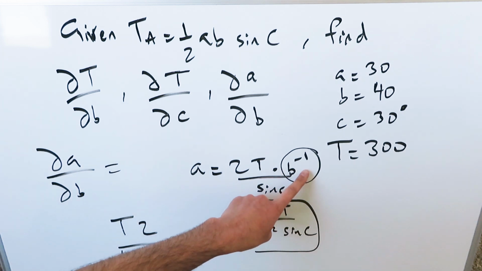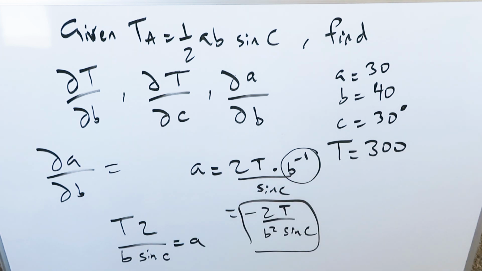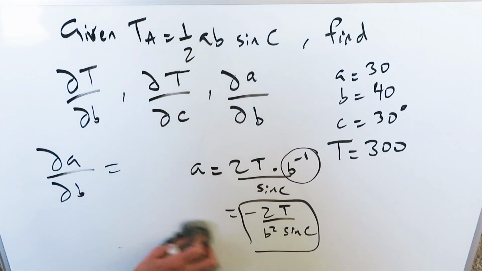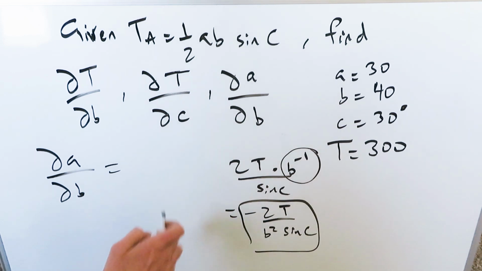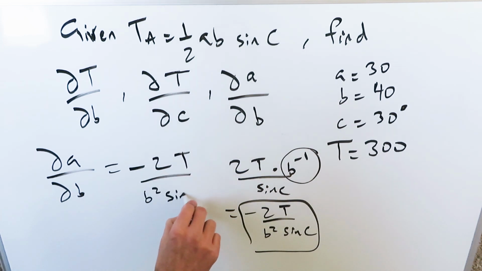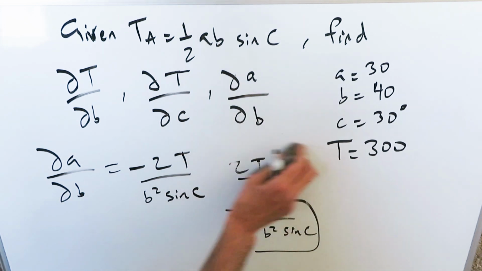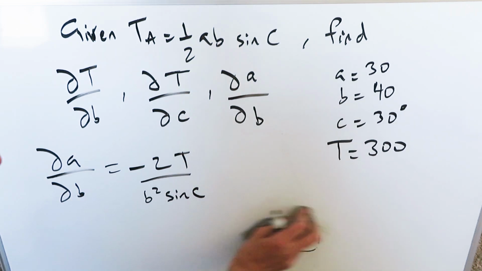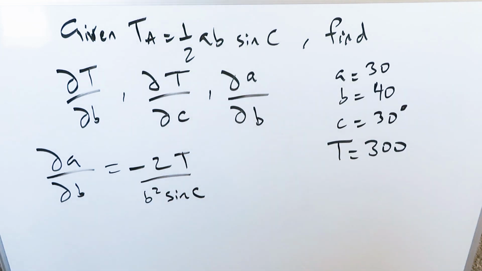The derivative of b to the minus 1 using the power rule is minus b to the power of minus 2, but you can bring it down here and get rid of the negative exponent. The minus remains. So that's what we have. Let's publish it for you right over here. I have a minus 2t over b squared sine c. And now you see why we determined the area at the very beginning, the 300, because it can come right over here. If you did not determine that 300 from the beginning, what you can really do over here, substitute.